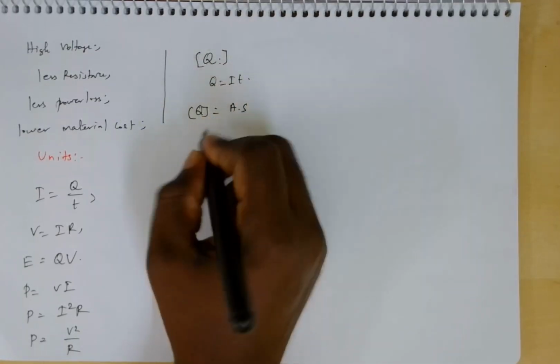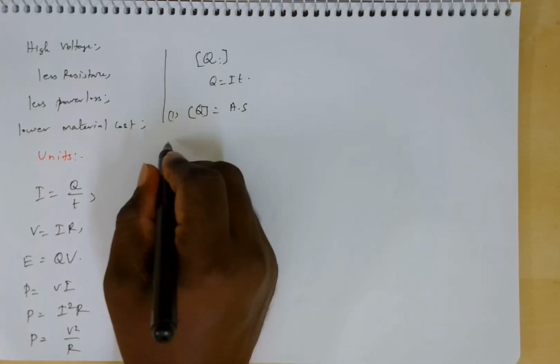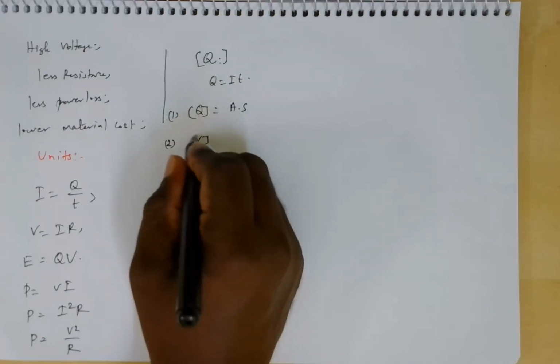So ampere into second. Okay. So the SI base unit of charge is ampere into second. Okay. Find the SI unit of voltage.